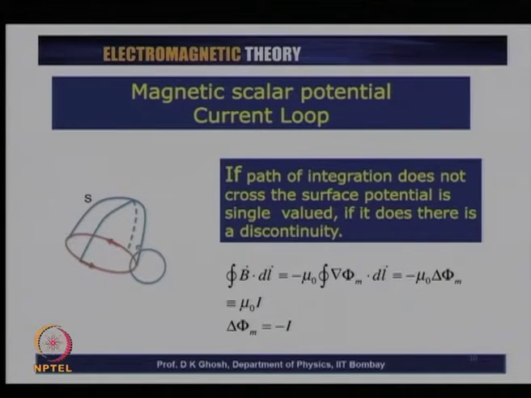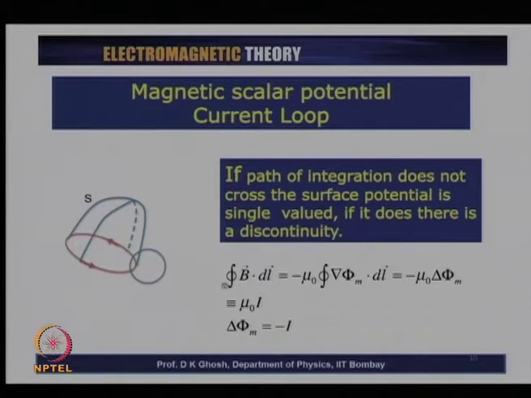But on the other hand, suppose I make this line current loop as a rim of, let us say, a surface S. Now, as long as I go from one point on the surface to any other point, for example, this path, along this path, without crossing the loop, then my potential will be single valued. Now, if it does cross, for example, this path, then there will be a discontinuity.